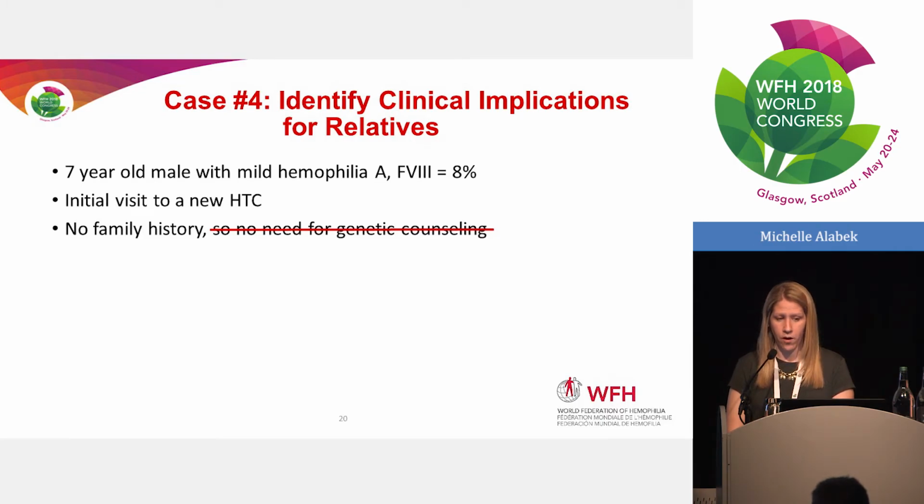So case number 4, just to point out how taking the pedigree in a detailed way can identify the clinical implications for relatives. So I think a lot of times we focus on the patient being the person who's sitting in front of us. So this was a 7-year-old with mild hemophilia, factor 8 level, who was referred to our clinic.